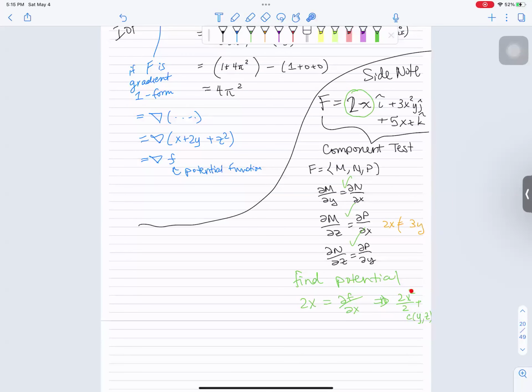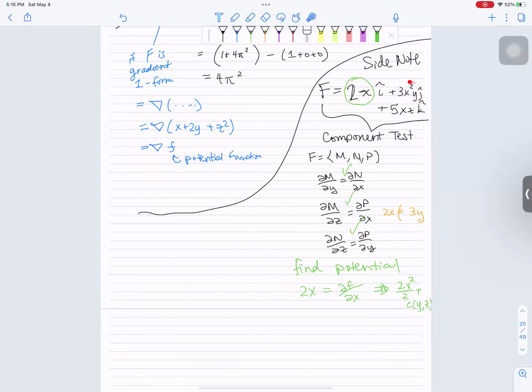So I know that my function has to have at least this part. It has to have x squared plus some other expression with y's and z's. It can have y's and z's because if you imagine taking the partial with respect to x, there's no x here, so it goes to 0. So we're still left with just the 2x that we need.